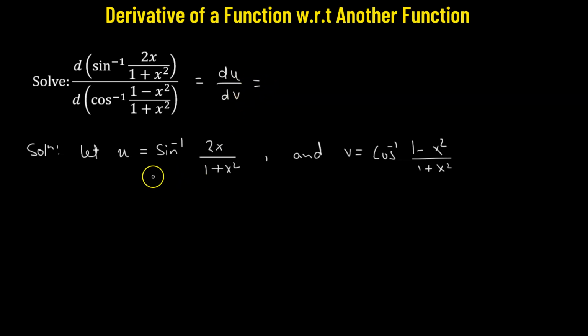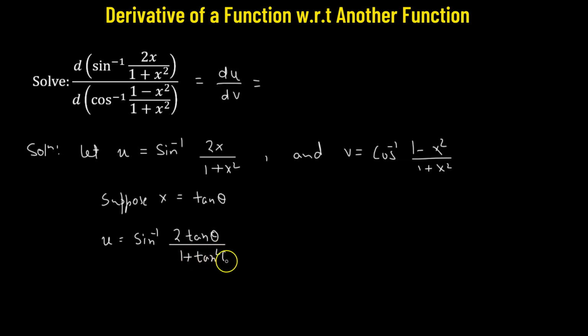So let's begin. Before taking the derivative on both sides of u with respect to x, we will need to simplify the expression on the right hand side. So here we will use some trigonometric substitution to simplify this. Suppose we consider x to be equal to tangent of theta. When doing that, we will get u equals sine inverse of 2 times tangent theta divided by 1 plus tangent squared theta. So here we have substituted x with tangent of theta.